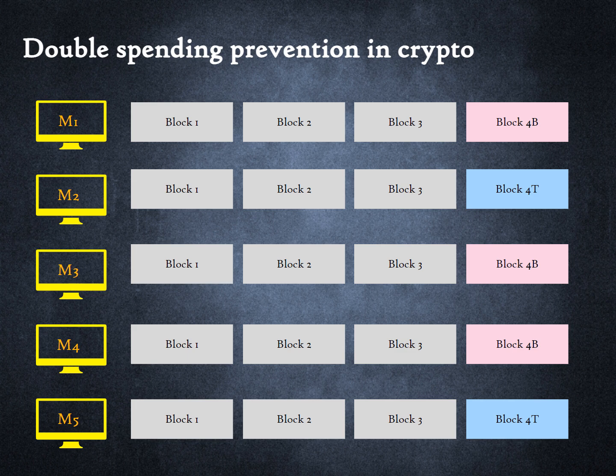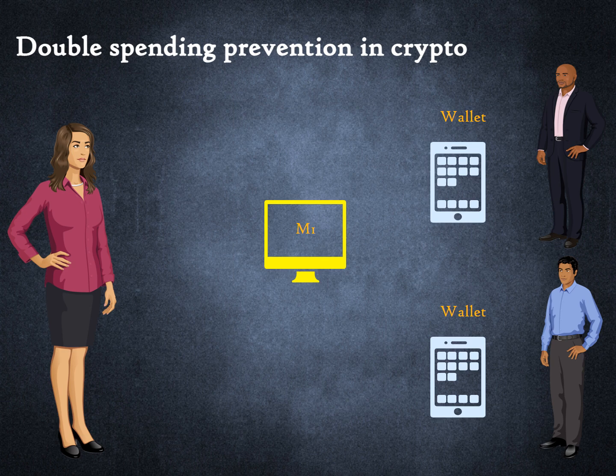Node 4: Block 1, 2, 3 and 4B. Node 5: Block 1, 2, 3 and 4T. It so happens that Bob and Tom's wallet is linked to Node 1. Bob believes that he has gotten the payment and ships jewelry to Alice. Tom cannot see a payment. Hence, he does not ship any goods.